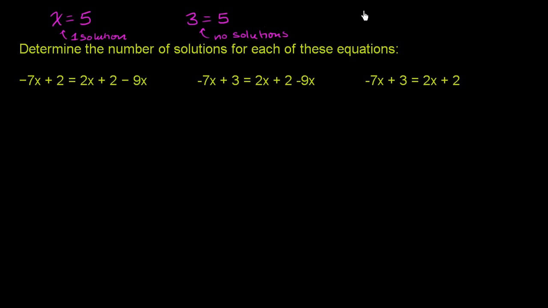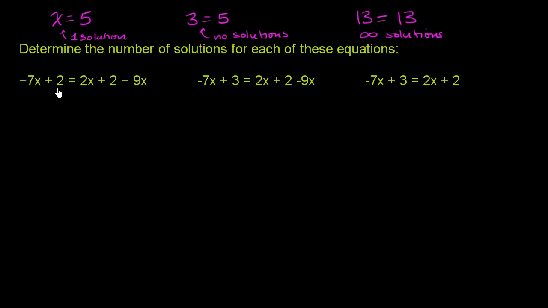On the other hand, if you get something like 5 equals 5, and I'm just overusing the number 5, it could be 7 or 10 or 113, whatever. If I just get that something is equal to itself, which is just going to be true no matter what x you pick, any x you pick, this would be true for, then you have infinite solutions. So with that as a little bit of a primer, let's try to tackle these 3 equations.